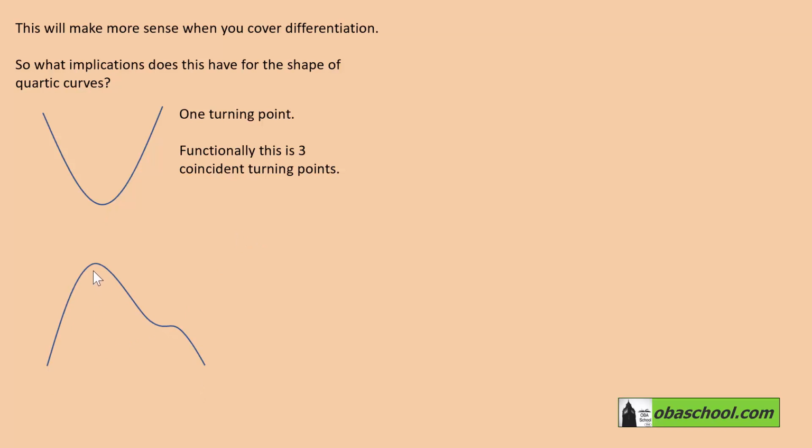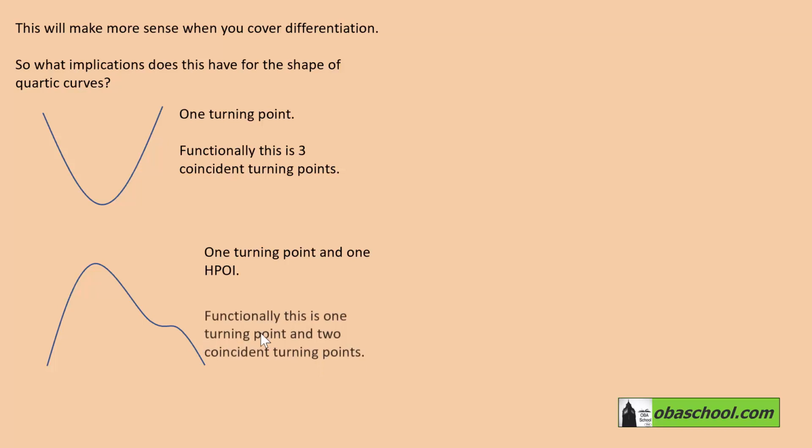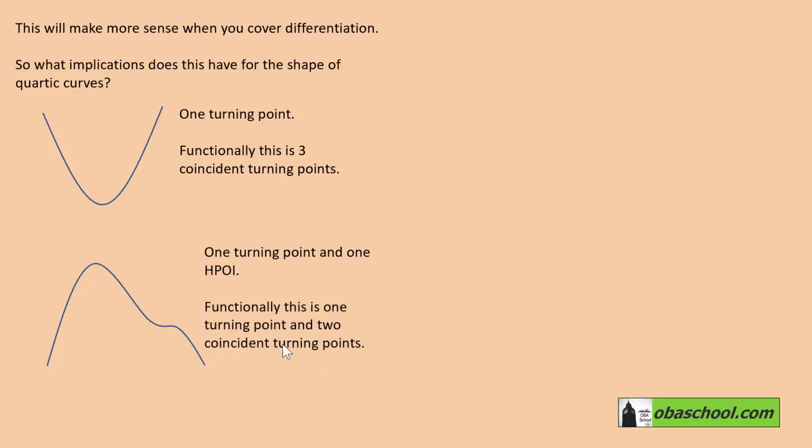We might get a turning point, either a maximum or a minimum, and a horizontal point of inflection somewhere else. So we've got one turning point and one horizontal point of inflection. So that's one turning point and two coincident turning points that lead to the point of inflection, just as it did with the cubic.